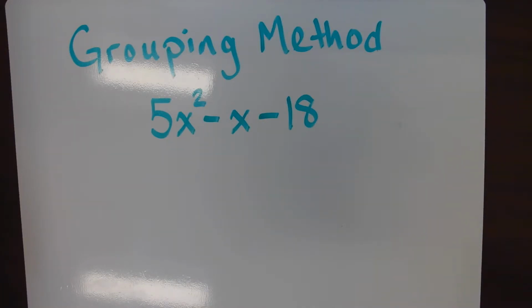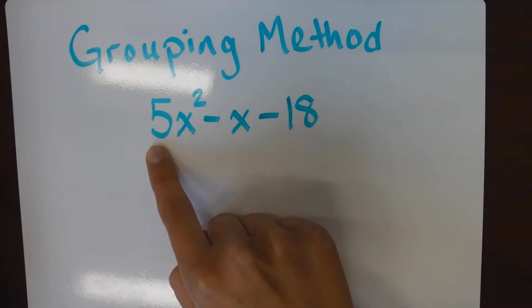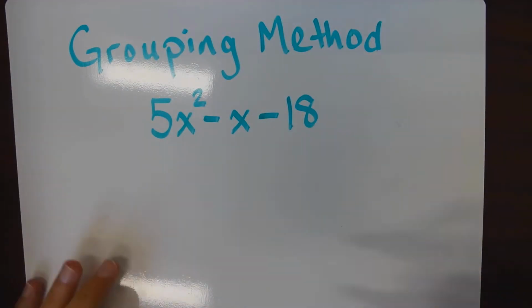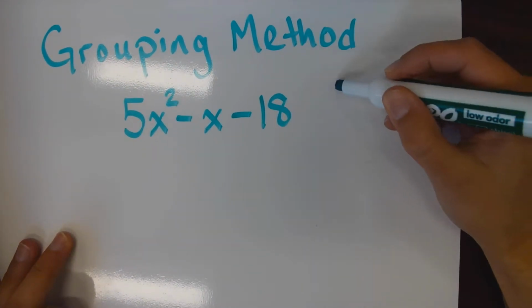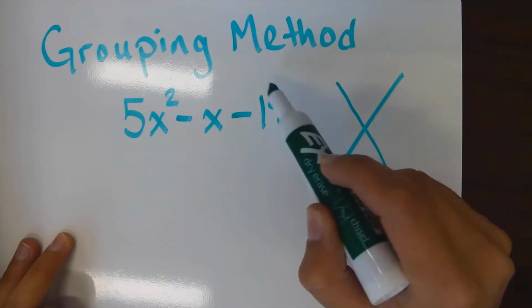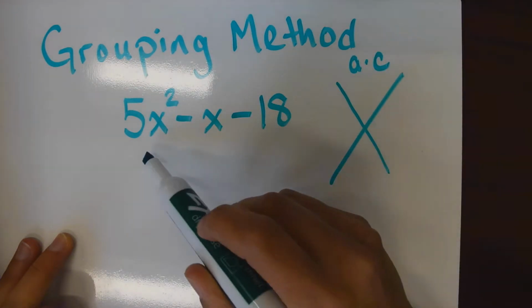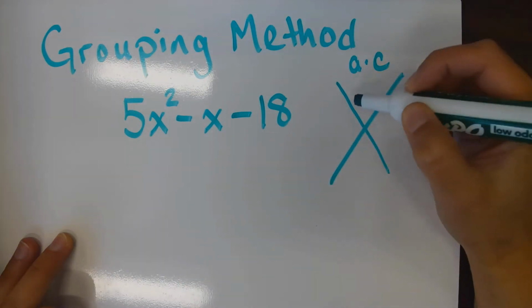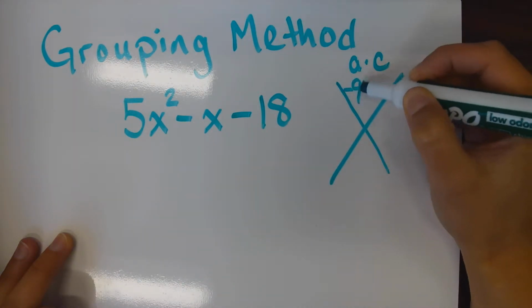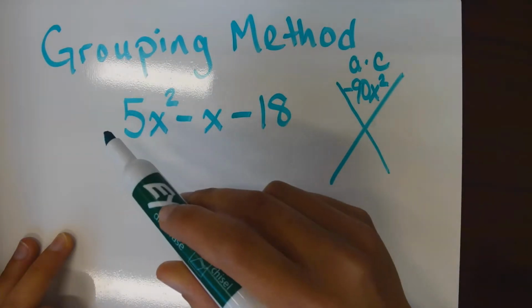Okay, in this video we're going to take a look at how to use the grouping method to factor when we have a number for our a value instead of 1. For either grouping or box method, we would start off and you multiply the first by the last. So our a times c. So 5x squared times negative 18, I'm going to write it as negative 90x squared. So I keep that x with it when I go to multiply.